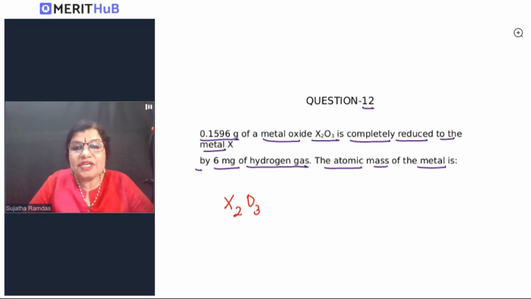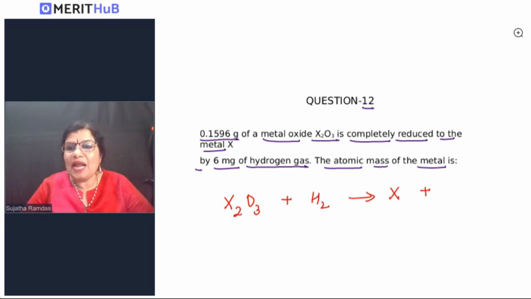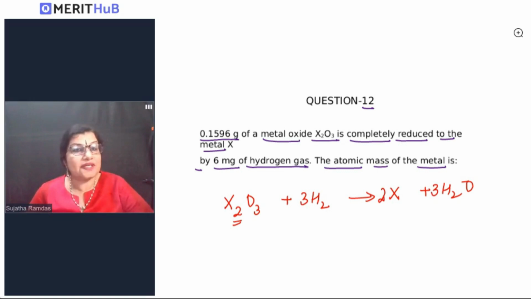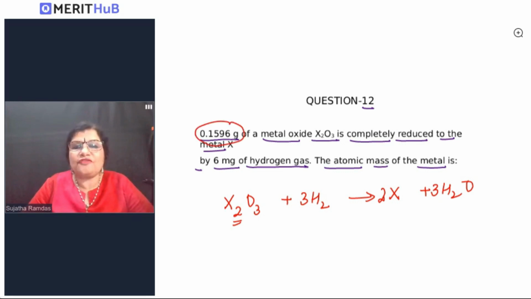X2O3 is reduced by hydrogen to give you the metal X plus water. Okay, let's balance the equation first. 2X, and if I put 3H2O here and 3H2 here, this equation is balanced. Now let's see what is the data given in this question. You are provided with the mass of X2O3 and the mass of hydrogen gas. So we are going to focus on X2O3 and hydrogen.